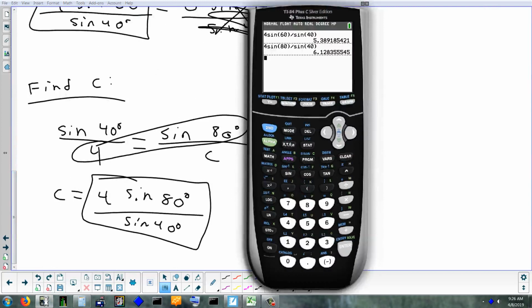Now, let me type the same thing and show you what happens if I don't close the parenthesis. Unfortunately, the calculator is going to give you an answer. It's not going to give you an error, but it's not going to be 6.128. So if you write down 3.298, that's wrong. Okay? 6.128. All right? And your calculator might be a little different, but if you're getting 6.128, you're plugging it in correctly.